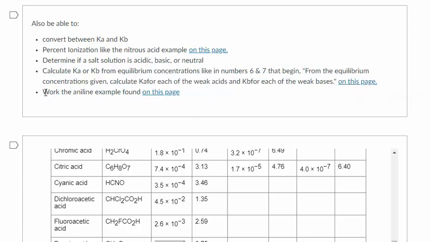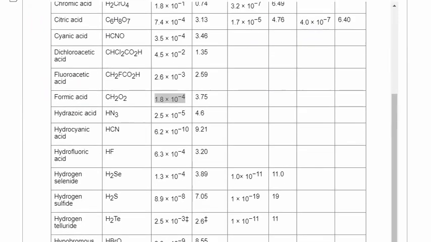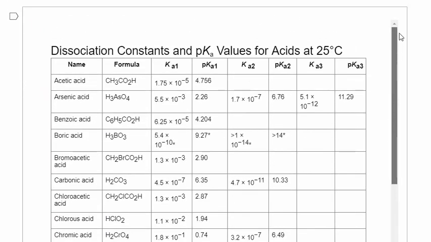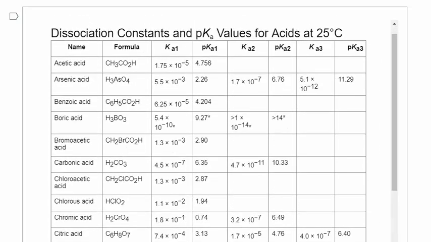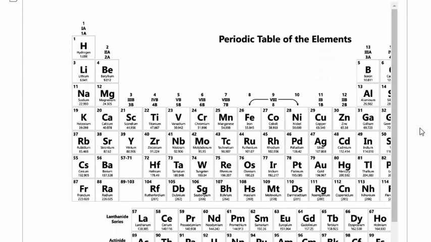I also want you to specifically work the aniline example that's found on this page. Again, linked for you. Now, if I link these things for you, it's highly likely that I have based your quiz problems on these problems. So be able to work those problems. You will have the Ka constants available to you just like this on the quiz. So that shouldn't be a surprise, and then a periodic table as well.